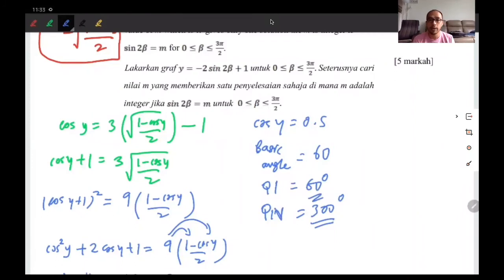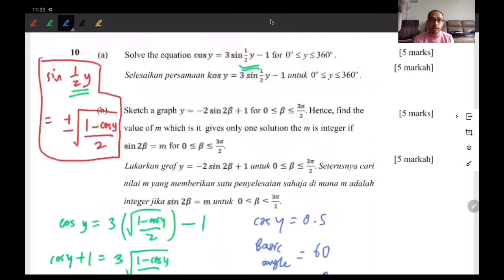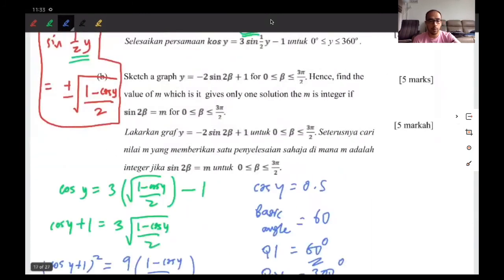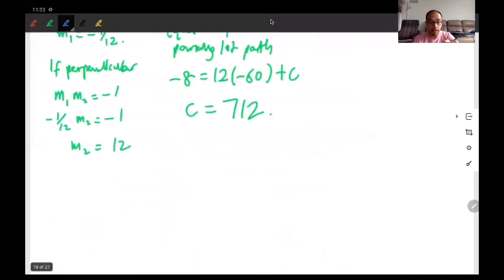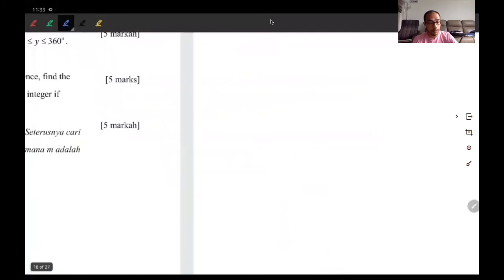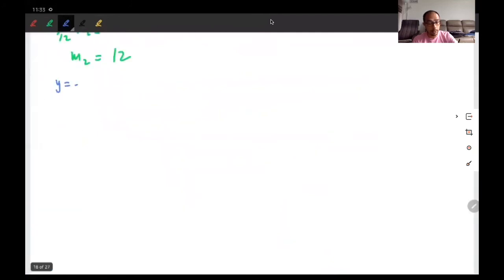This part I won't really elaborate so much now. Sketch a graph of y equals minus 2 sine 2 beta plus 1, for 0 to 3 over 2 pi. Let's sketch this out first. Is there a modulus? No modulus.